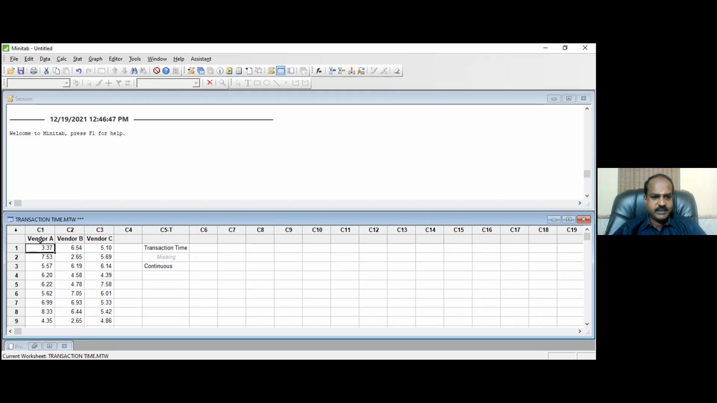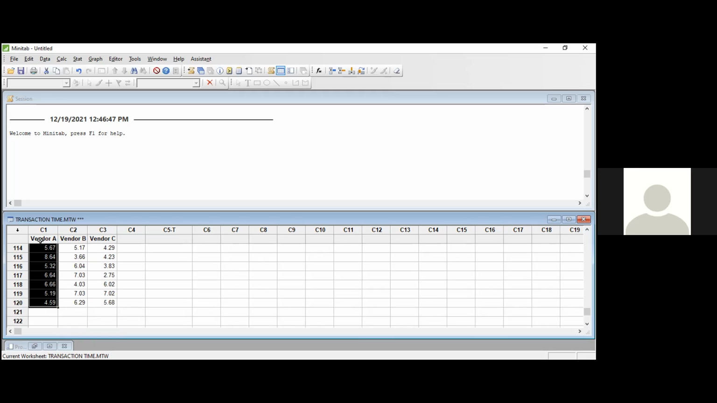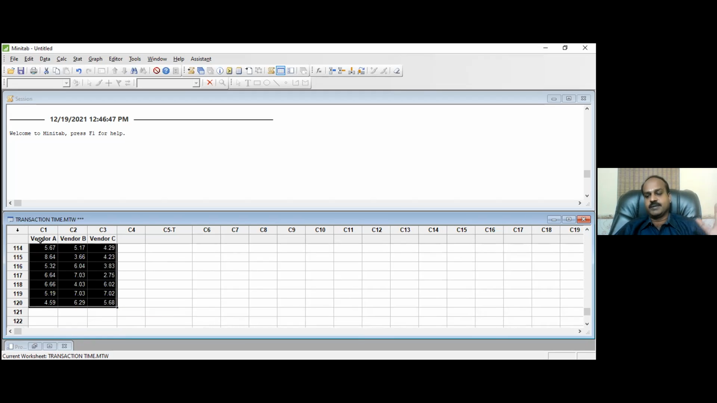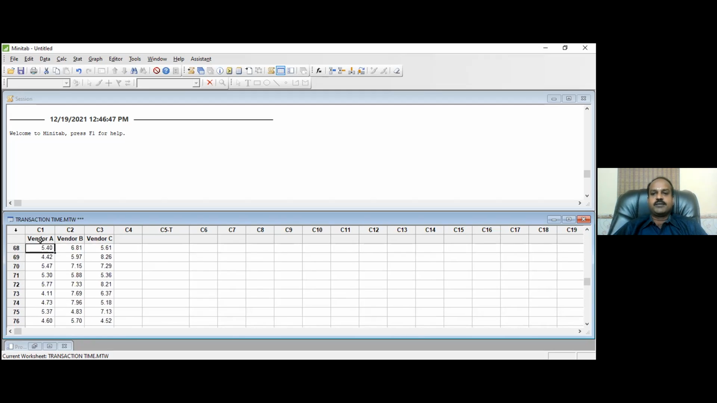So you have taken certain transactions of vendor A. See here. How many transactions of vendor A are taken here? Close to 120 transactions. Similarly, vendor B 120, vendor C 120. So 360 data points, 120 each, are available. Now you are going to find out whether one of the vendors is distinctly performing better than the others. Now tell me what kind of hypothesis testing this situation leads to.